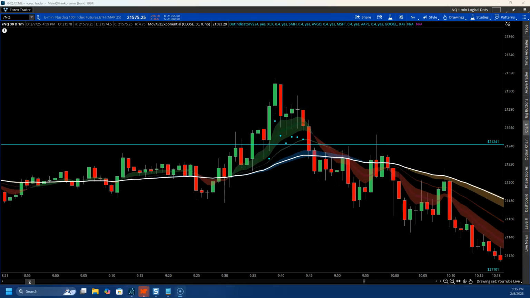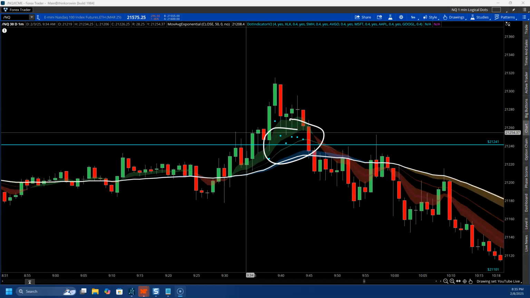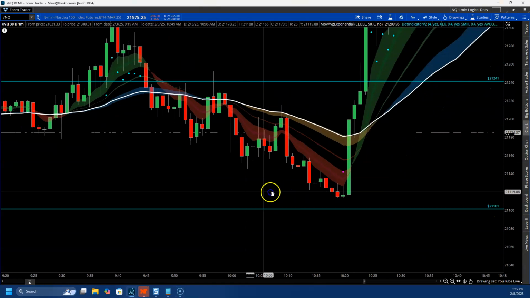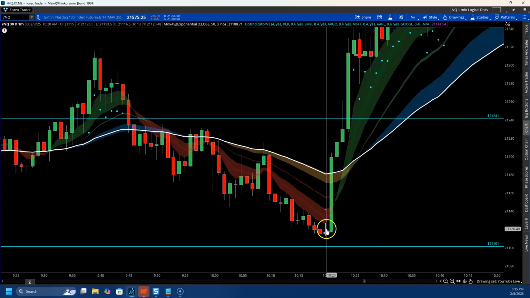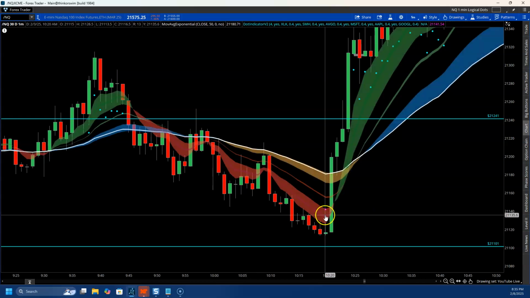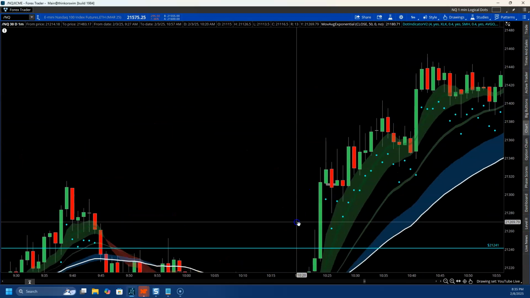Let's say you would have taken the long right here after the first pullback, a red bar. It did not go up. It went maybe like 10 points, something like that, and then it dropped, right? So you would have gotten stopped out on that one. And by the time it went to 50 EMA, the dots were gone. So that meant no long trades, right? Again, this would have been a stop if you had taken it, but it only stopped after the first dot. Nothing here.